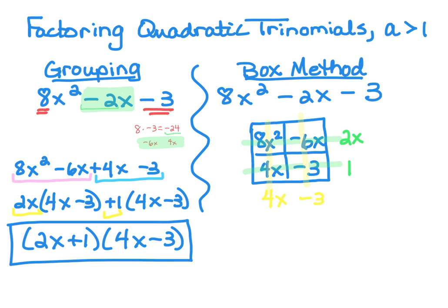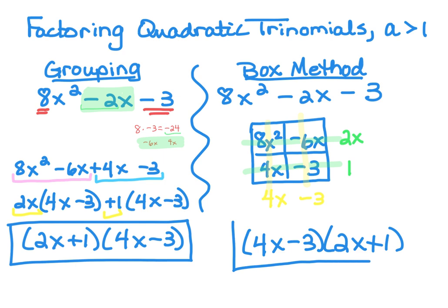So then I'm going to pull whatever I've written outside of the 2 by 2 box, and that's going to be my answer. So I've got the 4x minus 3 times the 2x plus 1, which of course is the same answer, just in the opposite order from the previous problem. And remember that with multiplication, order doesn't matter.